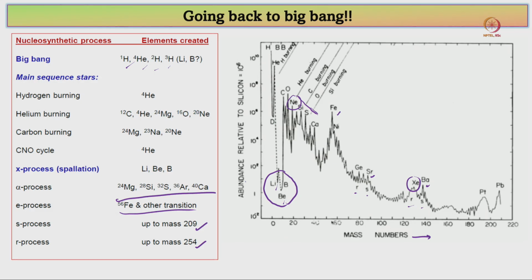But other than that, you see above this mass 56, the abundance slowly goes down. The abundance after mass 56 slowly starts to fall down. We slowly have a very low abundance of these elements.